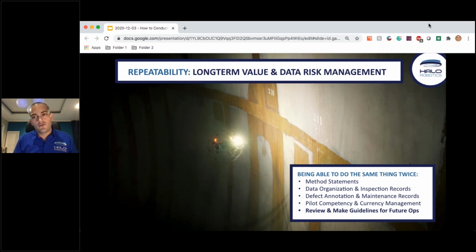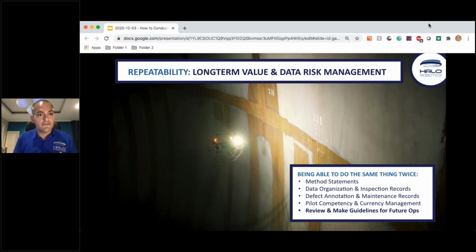So being able to do the same thing twice, I mentioned it in the other slide, is of course to use method statements, but also to anticipate the large amount of data that is going to get created by these drones from the beginning. From the beginning, you can start to set up systems internally for managing file folders, who has access to these file folders, and what's the plan for how you're going to share it in the organization. So organizing all of the data that goes into a preparation, and then the inspection records that are generated from those inspections, managing that in a very systematic way.